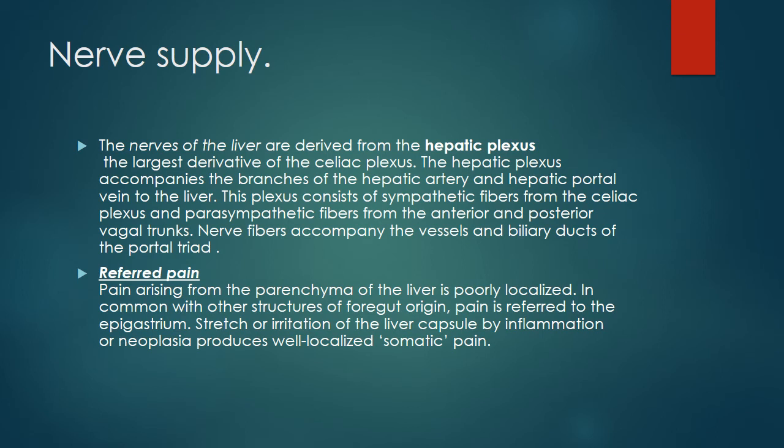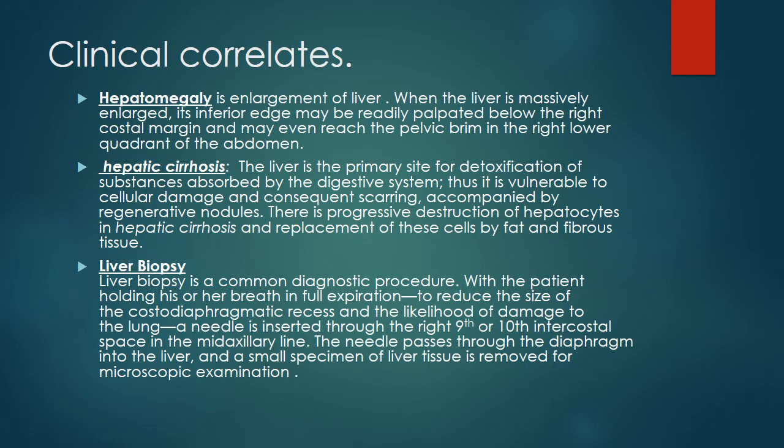The referred pain arising from the parenchyma of the liver is poorly localized. In common with other structures of foregut origin, pain is referred to the epigastrium. But if there is stretch or irritation of the liver capsule by inflammation or neoplasia, it can produce well localized somatic pain. Now, a few of the important clinical correlates of the liver.